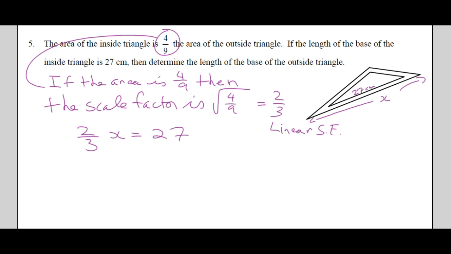So I'm scaling down the outside triangle. I'm going to make it 2/3 the size that it was. 2/3 of something is 27. What's the something? How are we going to solve? What's the easy way to solve that? What's the first thing you should do? Multiply by 3 to get rid of the denominator, right? Don't like denominators, let's multiply everything by 3. Gives me 2x is equal to 81. Okay, now it's easy. What's x? 81 divided by 2, or 40.5 centimeters.